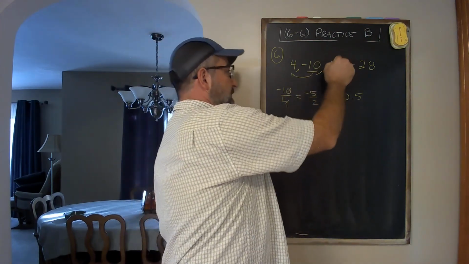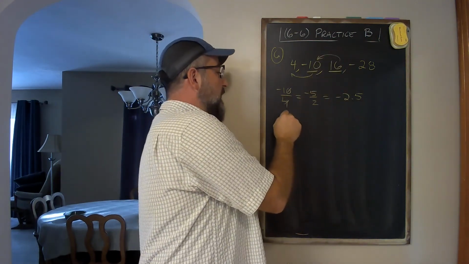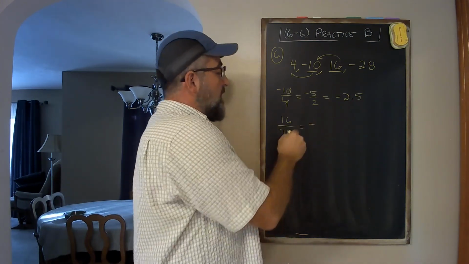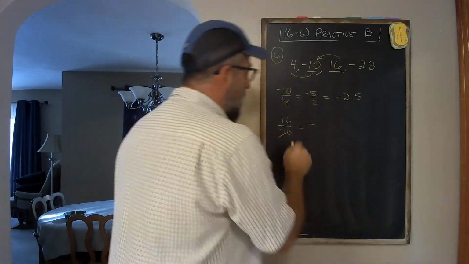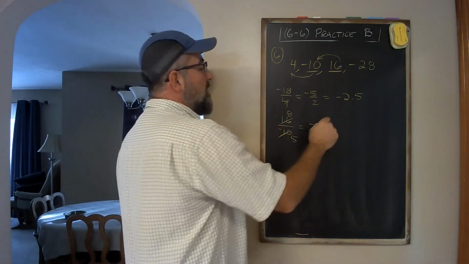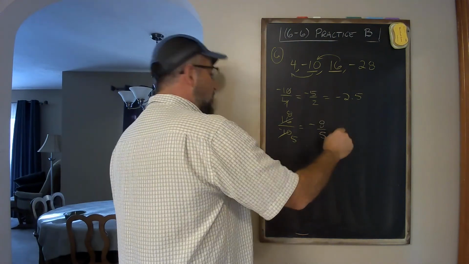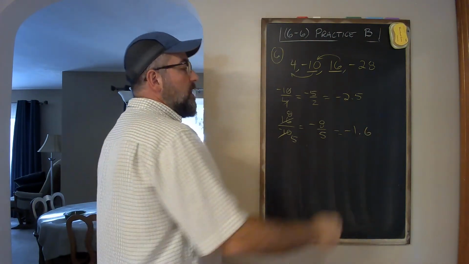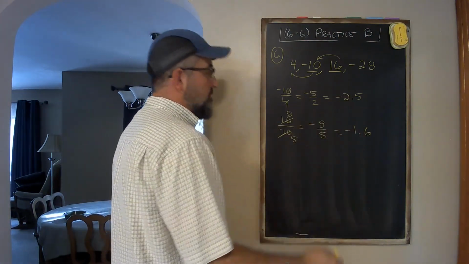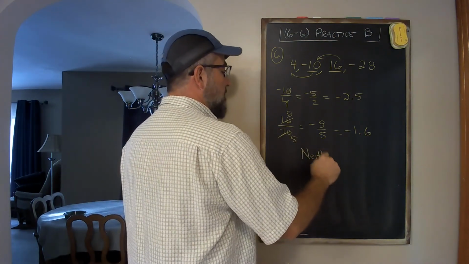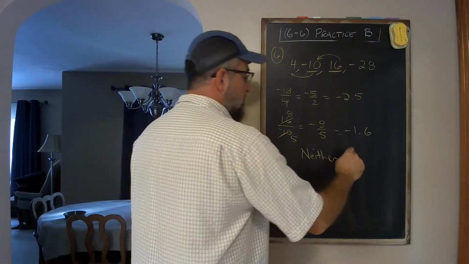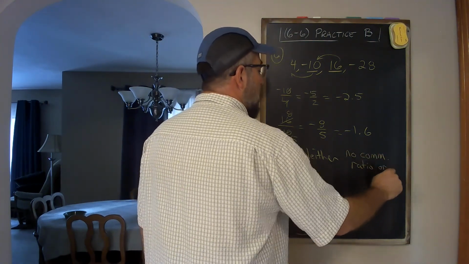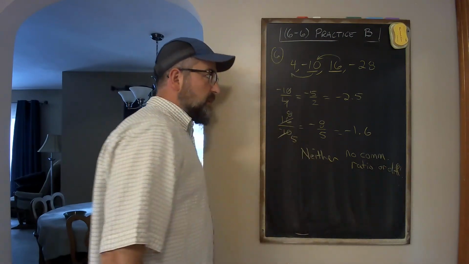Now, let's see if we take 16 and divide it by negative 10, do we get that same amount? 16 divided by negative 10 is going to be a negative. 10 and 16 are both divisible by 2. When I take a 2 out, I get a 5. When I take a 2 out, I get an 8. Negative 8 fifths. If you used a calculator, you'd get negative 1.6. Are those the same? No. So this one is neither. And what you could say is there's no common ratio or difference for your reasoning.